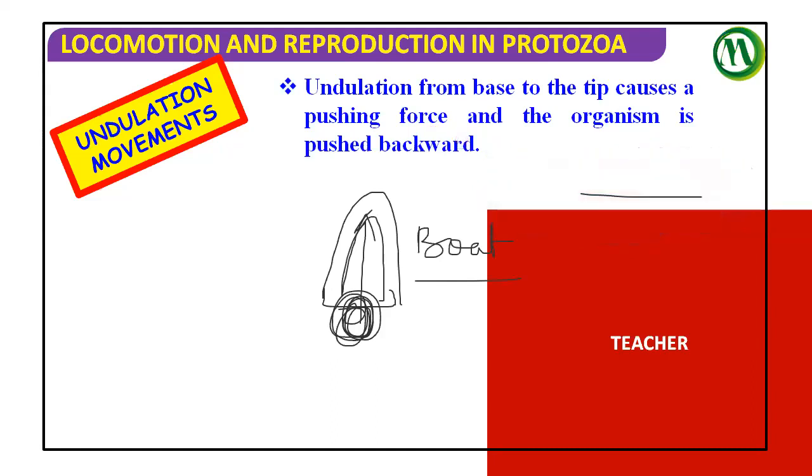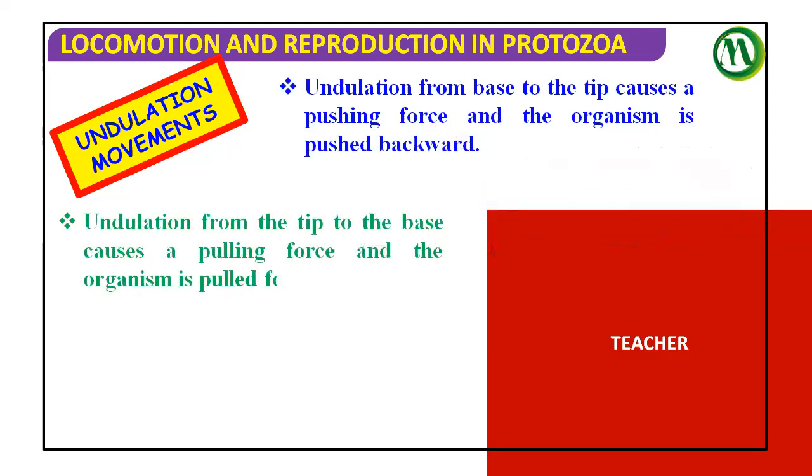Let's start with undulation from the tip to base. Let me show you with the diagram here. First of all, base to tip. Undulations from the base to tip like this. Undulation from the base to tip causes a pushing force. The organism is pushed backward. Undulations are like this, and the organism is pushed backward. Okay, like this.